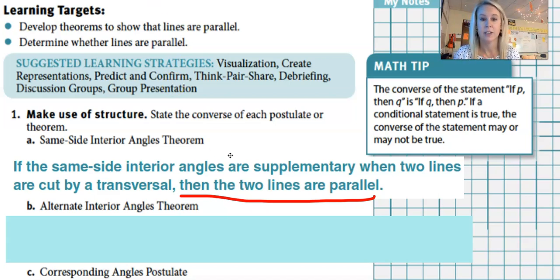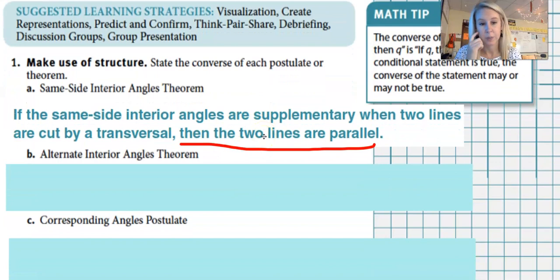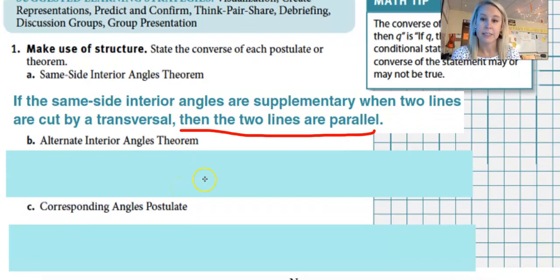So again, the converse of the same side interior angles theorem is: if same side interior angles are supplementary when two lines are cut by a transversal, then the two lines are parallel. Okay? So I want you guys to try B and C. You're going to be writing the converse again, so it's going to follow this similar statement. Maybe you wouldn't have supplementary, maybe you would have congruent, but try B and C. And if you need to look back at your 7.1 notes, feel free to do that. So press pause and try B and C.